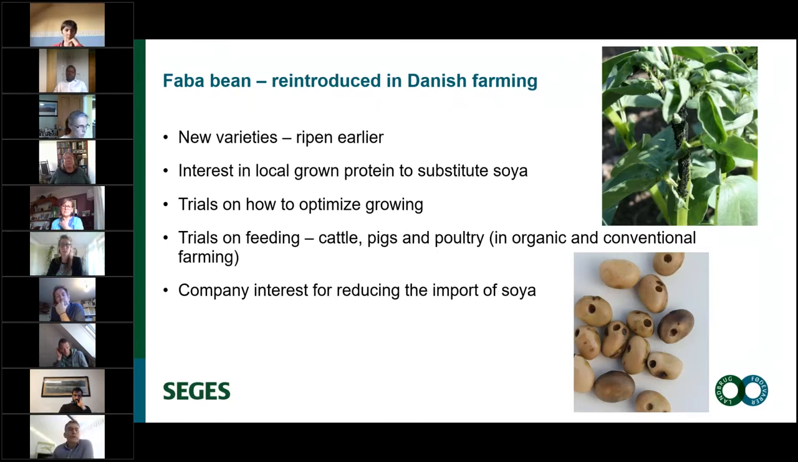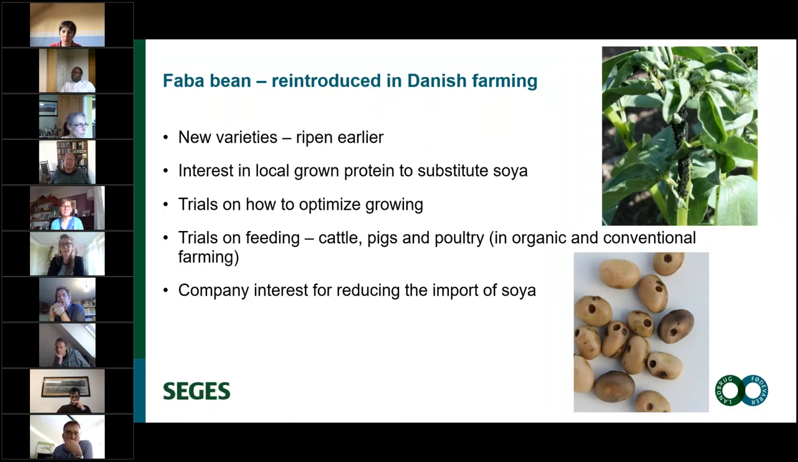You can say that fababean has been reintroduced in the Danish farming. It has been grown before in the 80s, there was quite an area. But the reason that it has been reintroduced is that we have got new varieties that ripen earlier. It's a problem in Denmark that previously the varieties were just much too late, and older farmers talk about having to harvest when the frost stopped the growth of the plants. But now we can harvest in September, sometimes in August even.